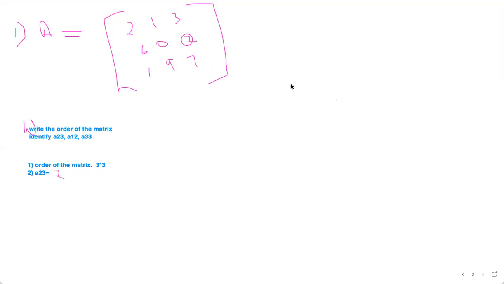Now, what is the next one? Identify A12. Where will I hunt for A12? Which row, which column? First row, second column. Correct? Class, what is the number there? 6. Sorry? 1, ma'am. So I will say 1. How? First row, second column. Right? Yes, ma'am.